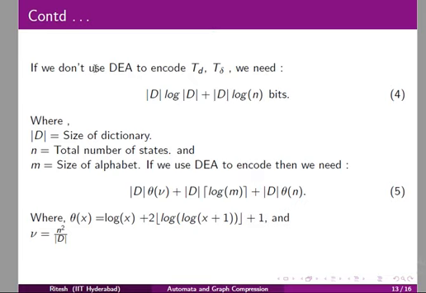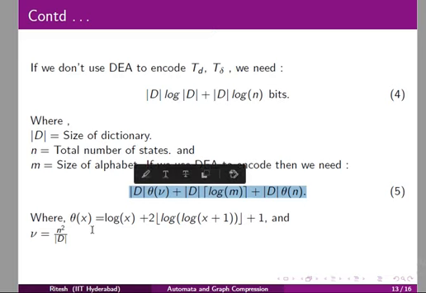So if we don't use the difference encoding algorithm, what will happen? We need cardinality of d into log d number of n bits to encode the sequence, where d is the size of the dictionary, n is the total number of states, and m is the size of the alphabet. And if we use DE, the difference encoding algorithm, then we need this much of bits, which is very small as compared to this much. And the expression of this is written over there; due to the time, I am just not explaining the things.